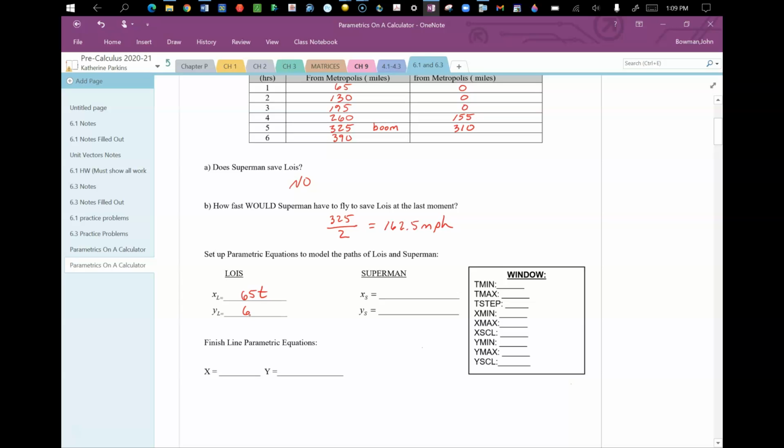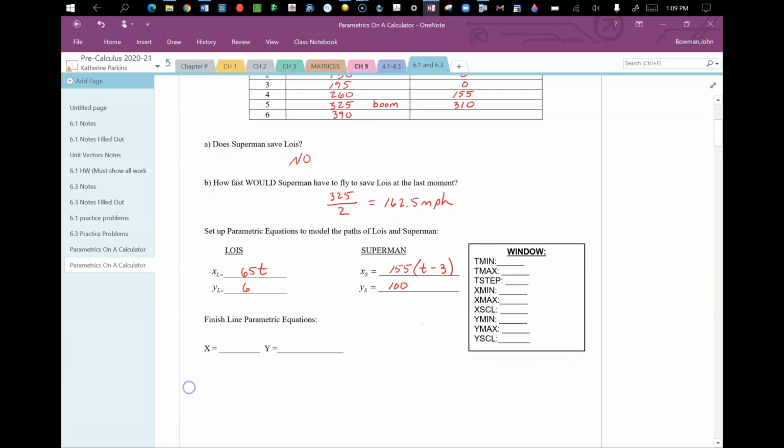Superman, on the other hand, is flying at 155 miles per hour, but he does not start until the end of the 3rd hour. So we're going to take his velocity, 155, times time, but we want to do t minus 3 because at time 3 is when he actually starts. Okay? How about his height? Well, we could pick any constant. We're going to pick 100. We'll assume he's 100 feet above ground. And the parametric equations, we're going to leave this the way it is for now.